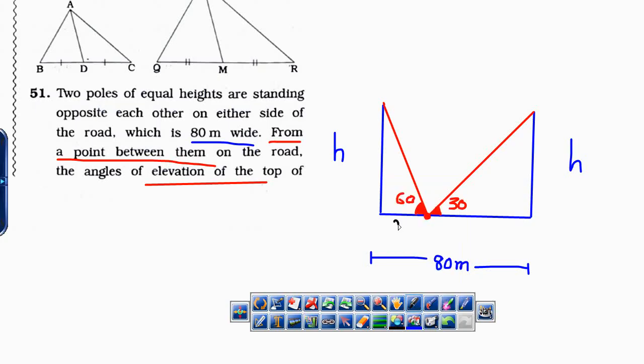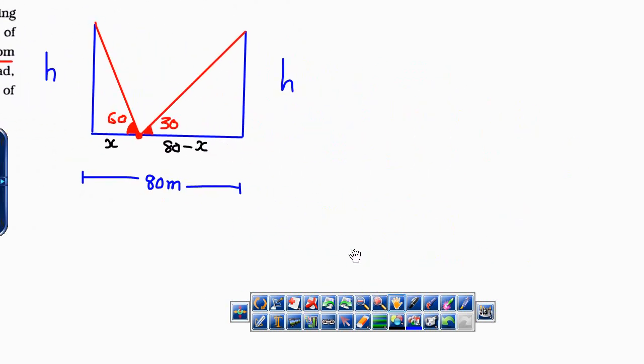In this, this is x and this is 80 minus x, because the total distance between the two poles is 80. For this triangle, apply tan. Tan 60 is opposite upon adjacent. Root 3 is equal to h upon x. Root 3x is equal to h.